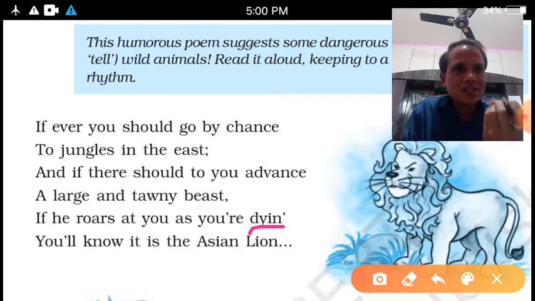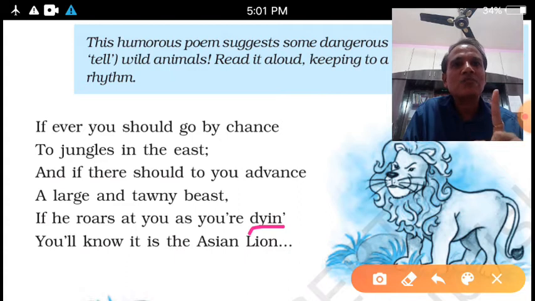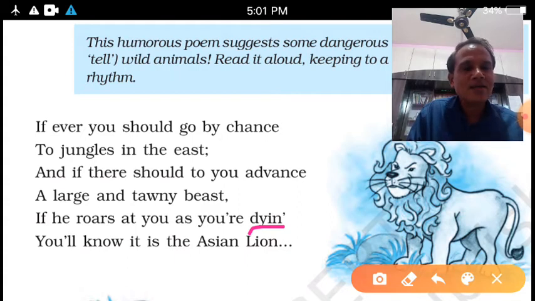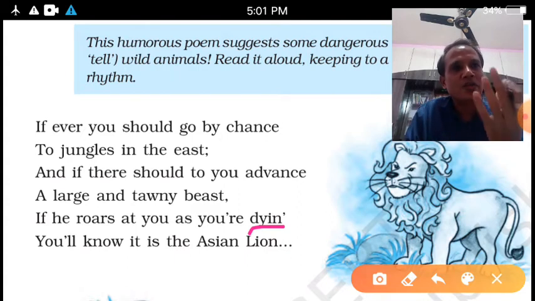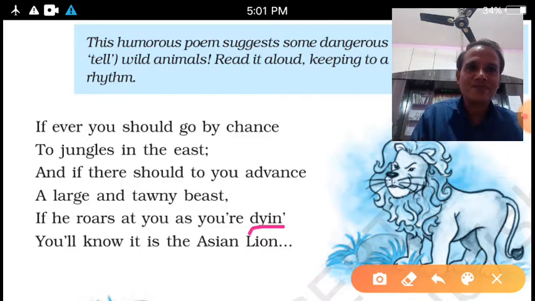So what are the special characteristics of the lion? He has a large body, the color is tawny, and he starts roaring. These are the special characteristics of the Asian lion.